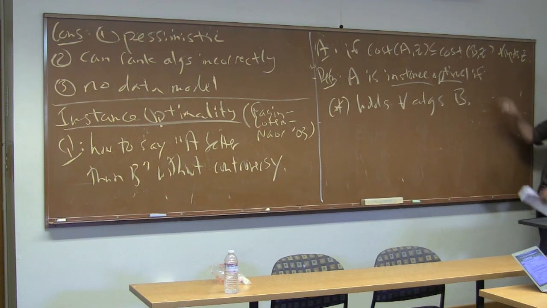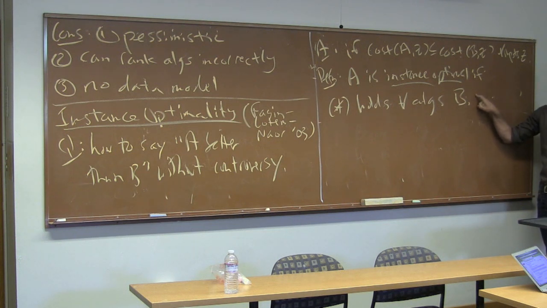For example, if we take A and B to be LRU and FIFO, and we take cost to be the number of cache misses, we know that this inequality does not hold in either direction for LRU and FIFO. So it's already rare to have two algorithms where one is always better than the other. To have one algorithm which is always better than everybody is a very special case indeed. Actually, to be honest, with this definition exactly as stated, I don't know of a non-trivial problem for which there exists an instance optimal algorithm.